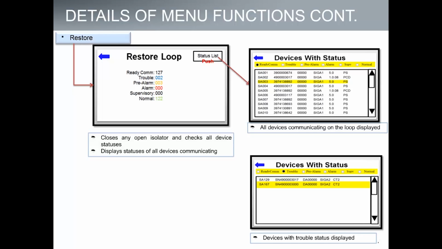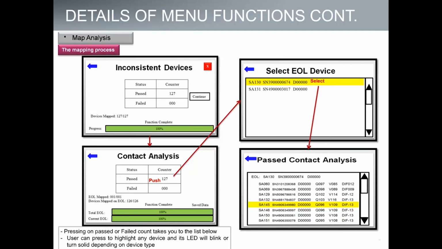Restore loop will run continuously without the screen going to sleep or timing out. Press the back button to return to the restore loop screen. The SIGA-HDT provides two methods for investigating a new or existing loop installation, and the SIGA-HDT helps to pinpoint specific devices that are causing map faults or have the potential to cause a future map fault.